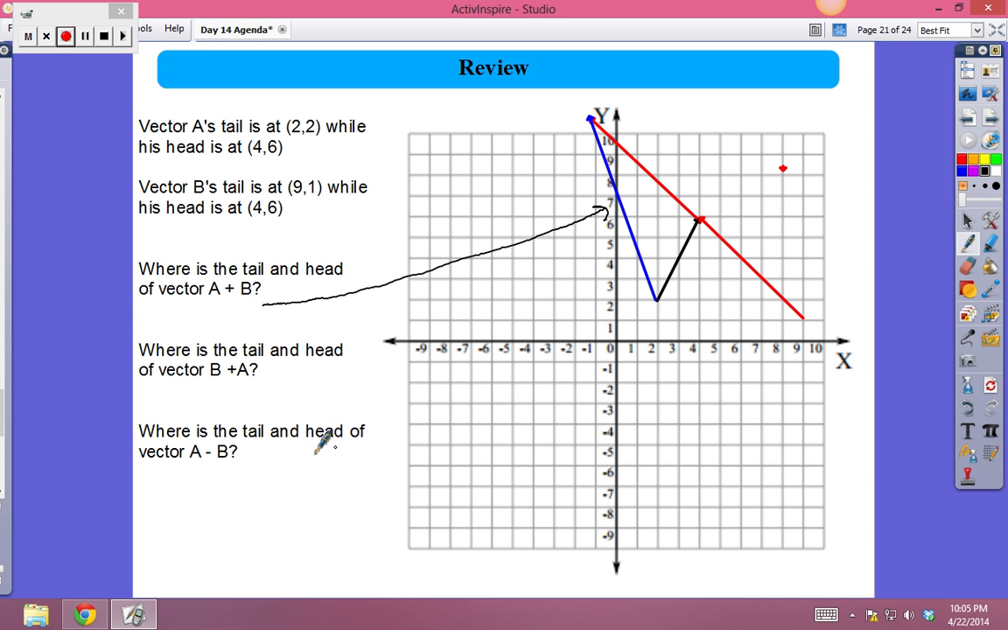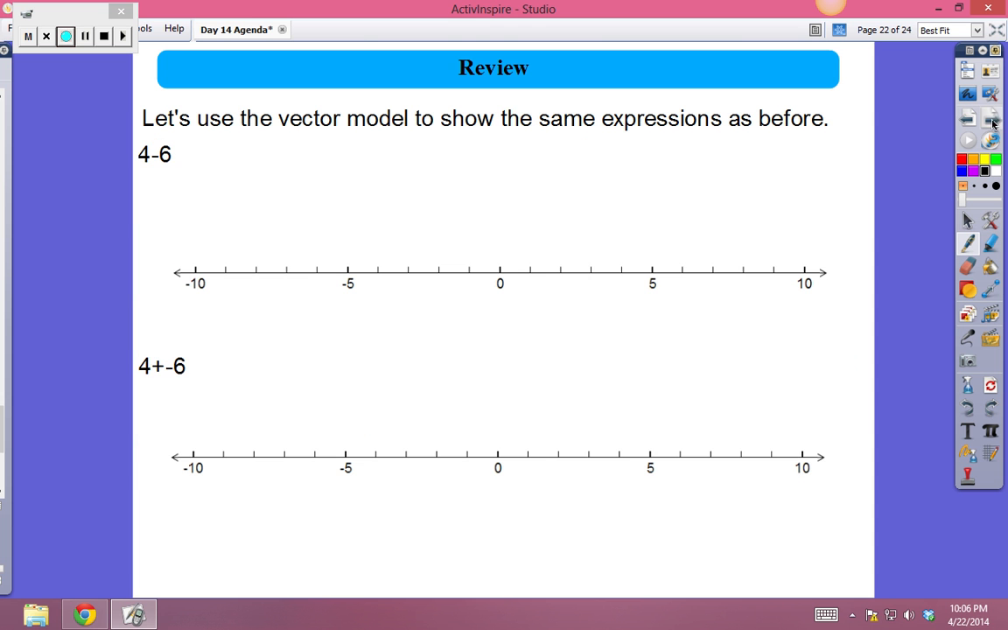And then subtract. When you subtract vectors, you do the exact same thing, but then you change the direction of B. So I would 180 the direction. I would go in the total opposite direction. So here's what we did. I've got a vector of 4.